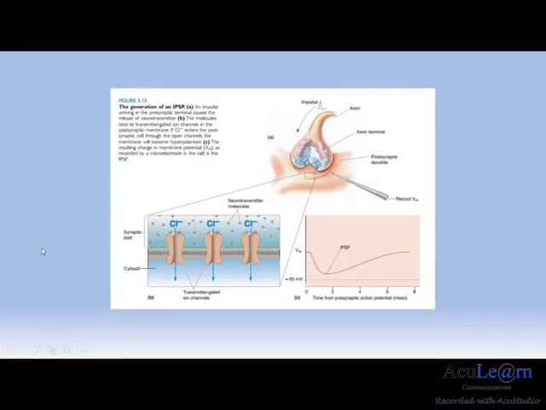For the other figure, the reverse occurs and chloride ions enter instead, leading to hyperpolarization of the membrane potential, giving rise to an inhibitory postsynaptic potential, IPSP. IPSPs are caused by the activation of glycine-gated or GABA-gated ion channels.